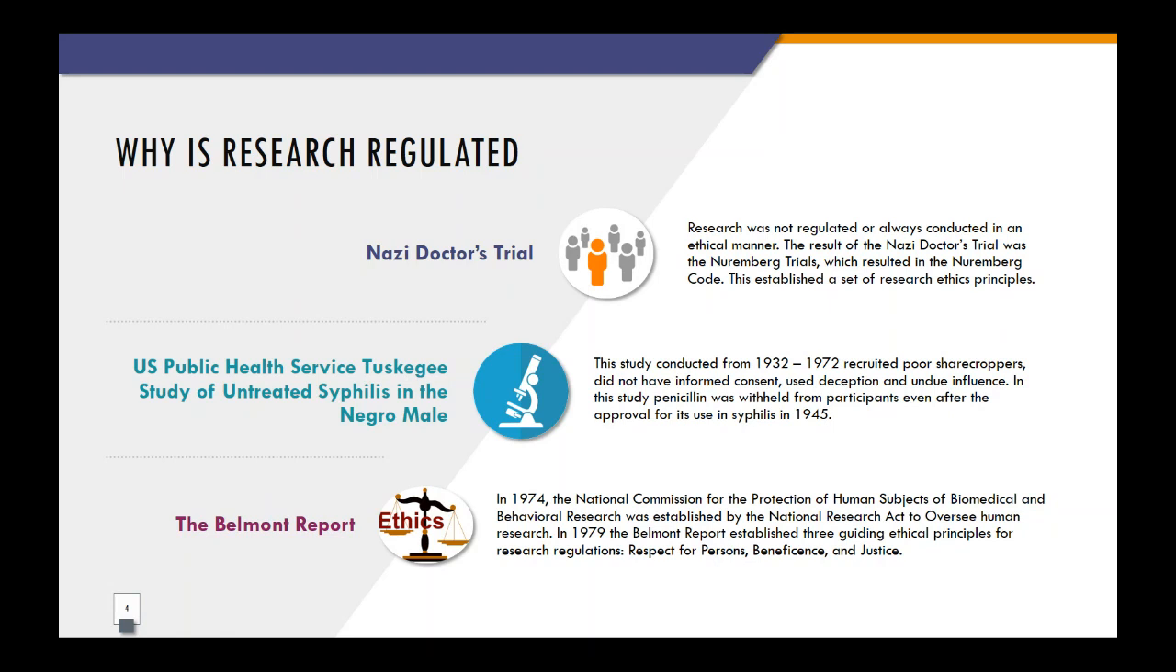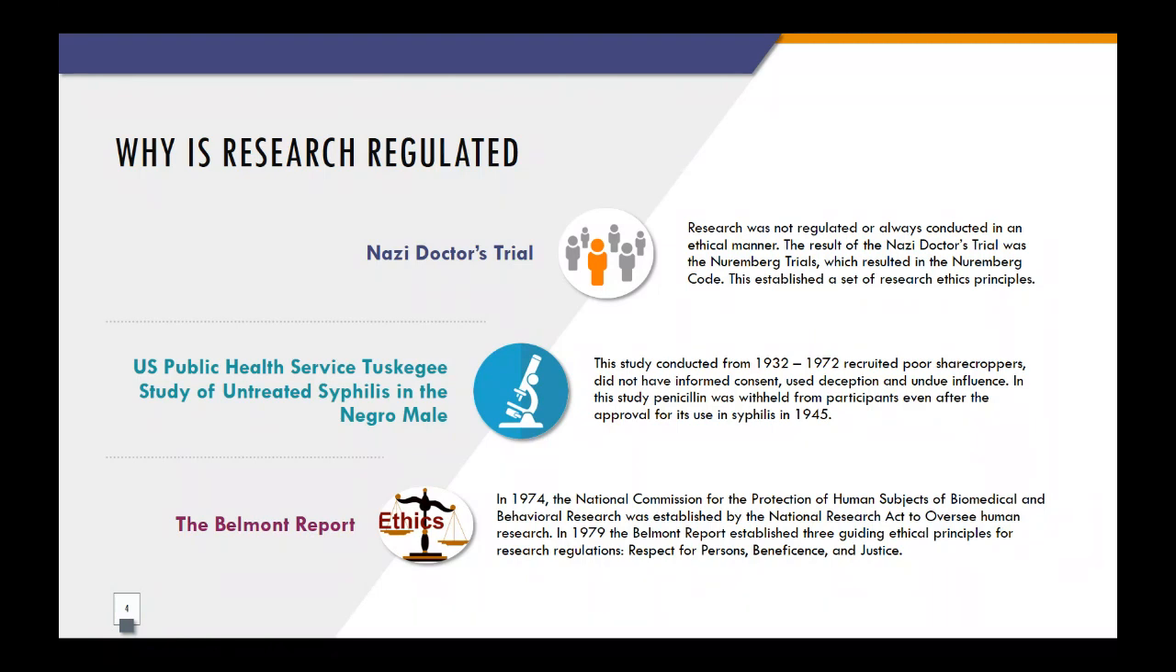So these two cases and many, many more, like the Willowbrook study and so many more, resulted in the National Commission for the Protection of Human Subjects of Biomedical and Behavioral Research being established in 1974 by the National Research Act to oversee human research. What resulted from that was, in 1979, the Belmont Report, and it gave us three guiding principles for research regulations. We have respect for persons, beneficence, and justice.